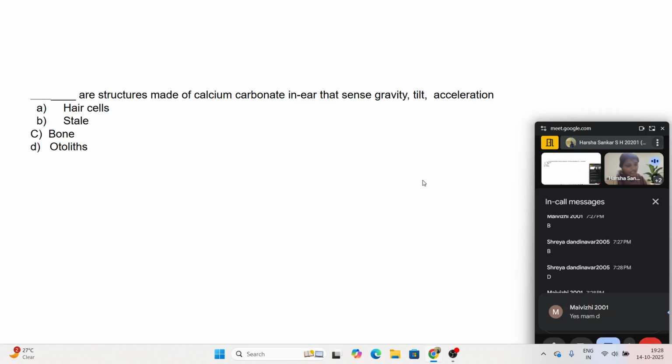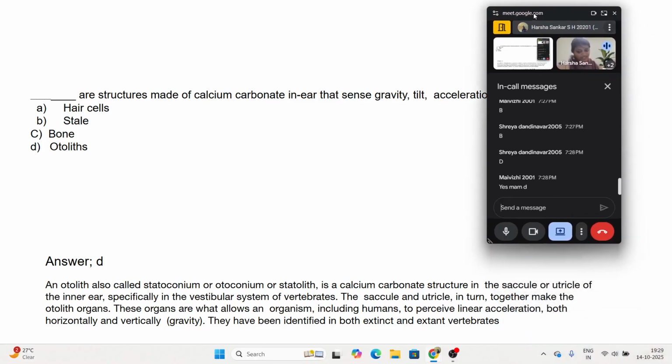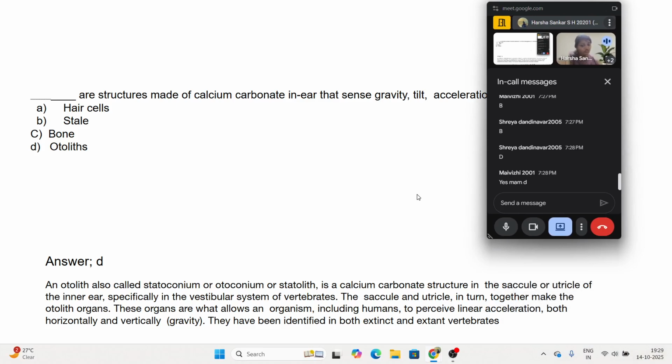Otoliths are the structures made of calcium carbonate. They have other names such as otoconium, statoconia or statolith. There are multiple names for the same structure. This is present in the saccule or utricle of the inner ear, where balance is regulated. Especially there are some specific hair cells. So whenever there is a change in vibration or any kind of movement, these hair cells, stereocilia, kinocilia, all this please remember.